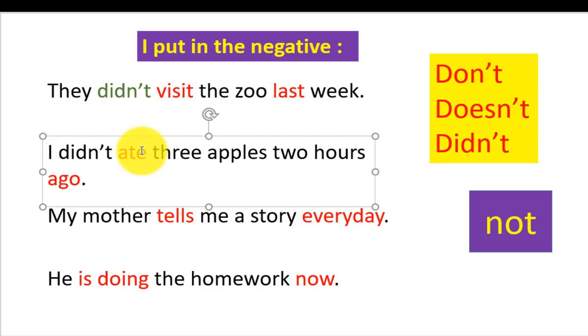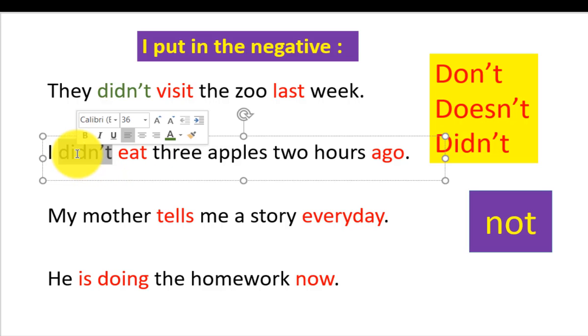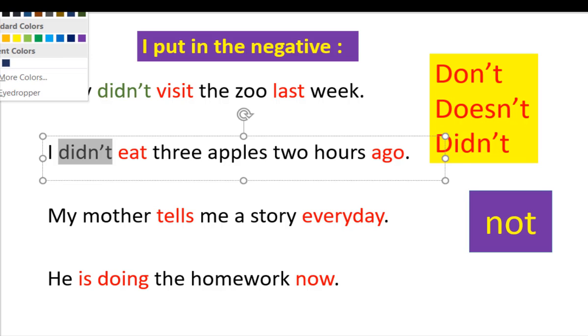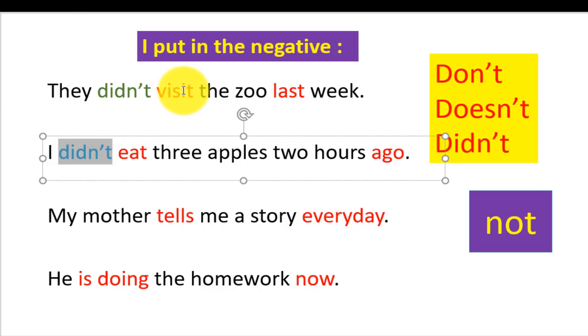Okay. What's missing? What do I have to do? So, I didn't ate. Is it correct? No, teacher. We have to change ate to the infinitive form. What is the infinitive form of ate? It's eat, teacher. Yes, very good. So, I didn't eat 3 apples 2 hours ago. I will put it in blue.